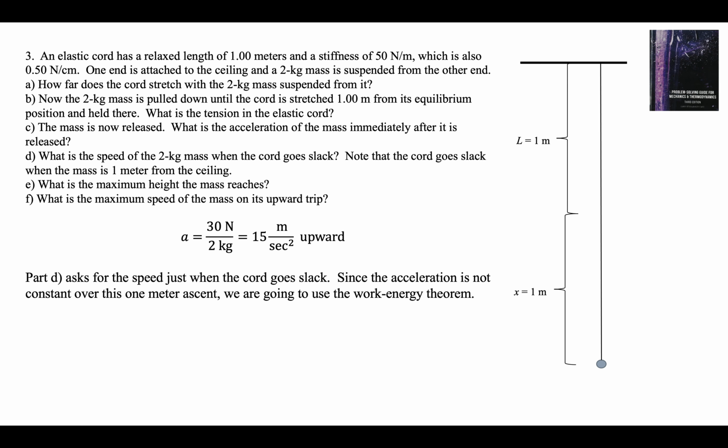Part D asks for the speed when the cord goes slack. So it's going to accelerate upwards, and then the cord's going to go slack after it goes 1 meter. Because the relaxed length of the cord is 1 meter, the acceleration is not constant over this 1 meter ascent. So we can't use, for example, v final squared equals v initial squared plus 2ax, because the acceleration is changing.